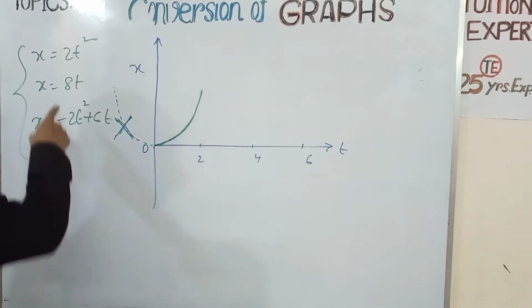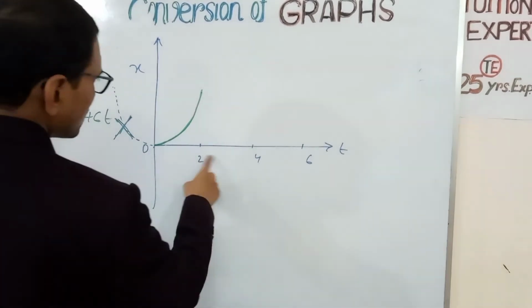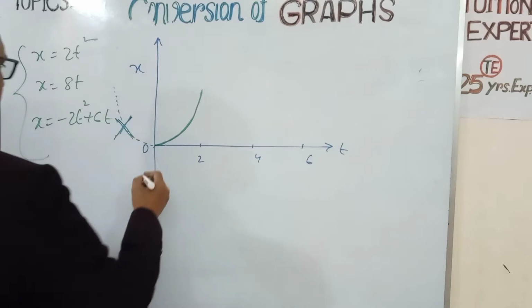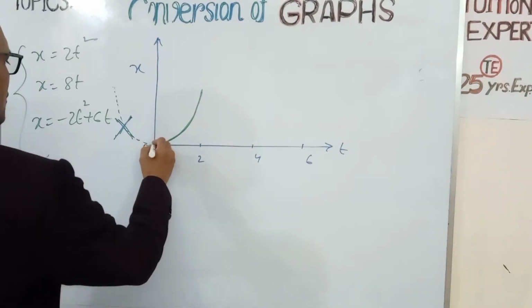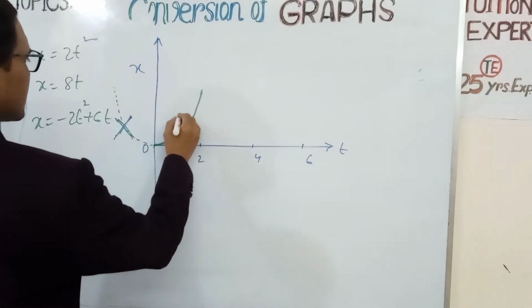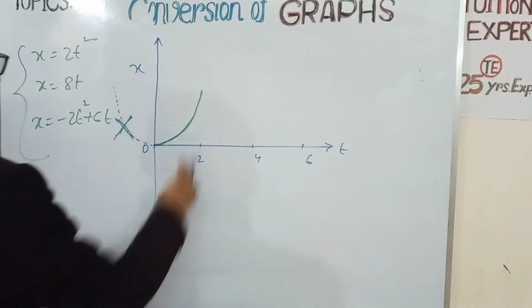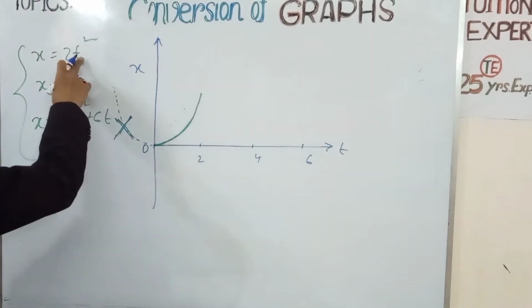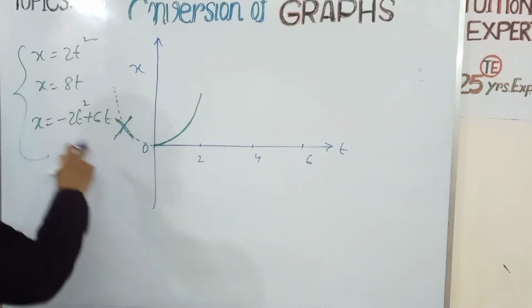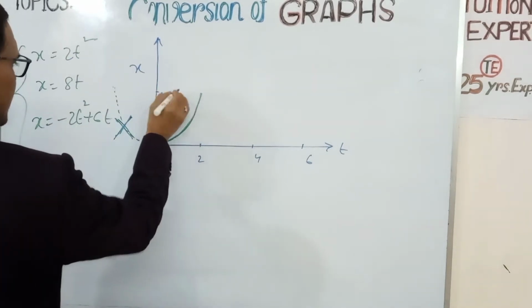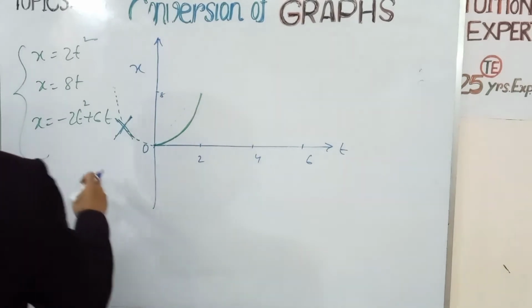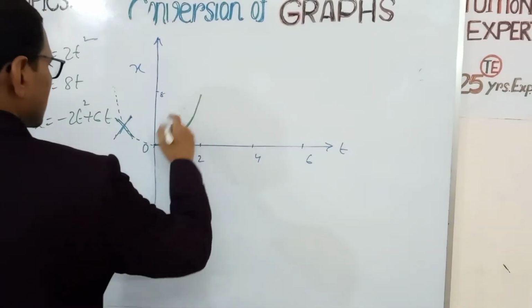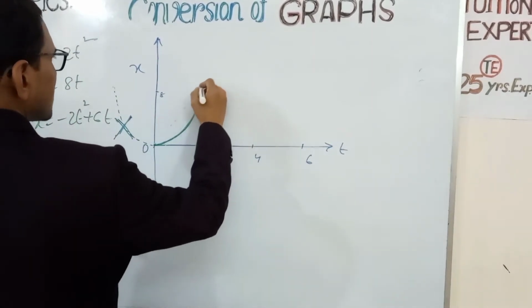Now x equal to 8t in the range 2 to 4. x equal to 8t is a straight line passing through the origin. So this will be, when t equal to 2, 4 into 2, 8. This is 8. This is 8. Now 16. So this is a discontinuous graph.